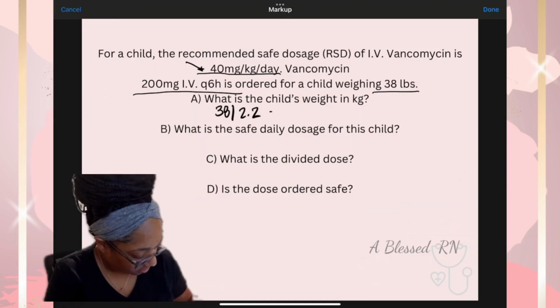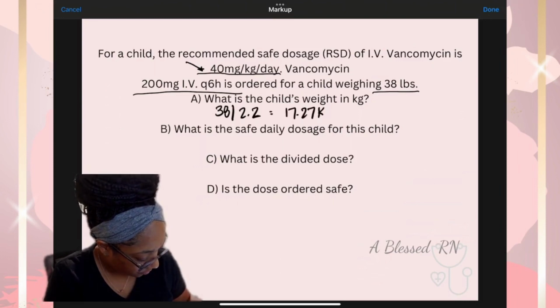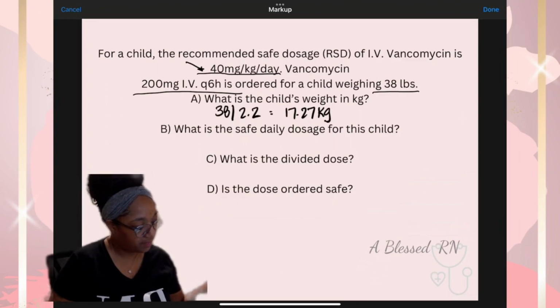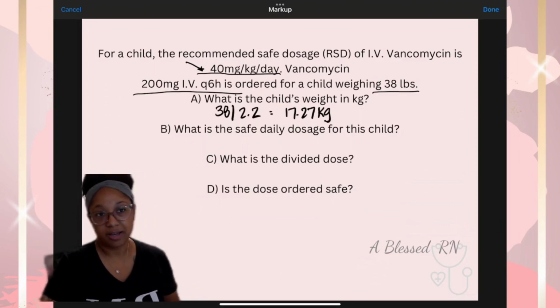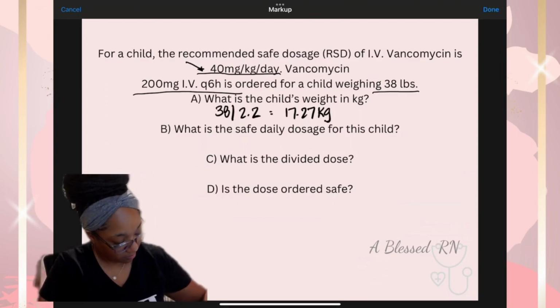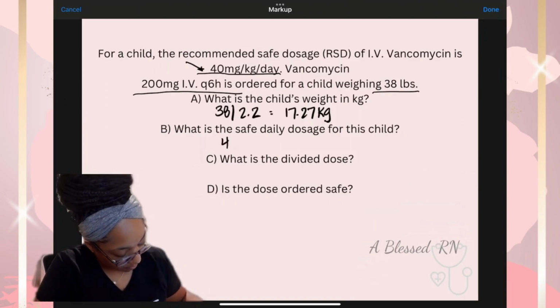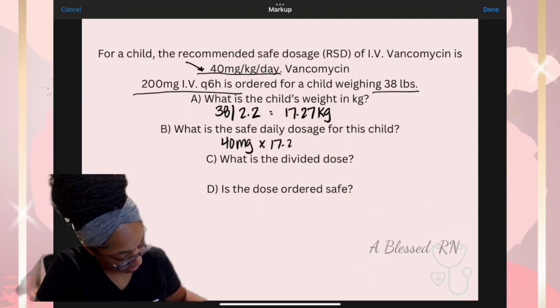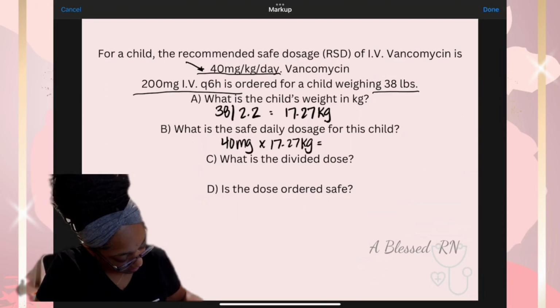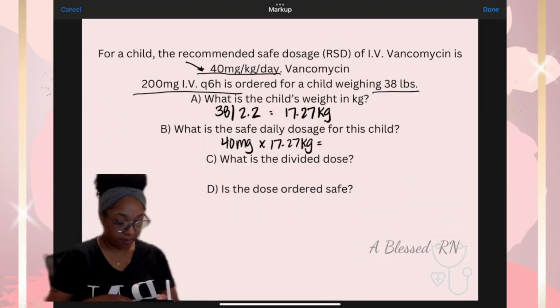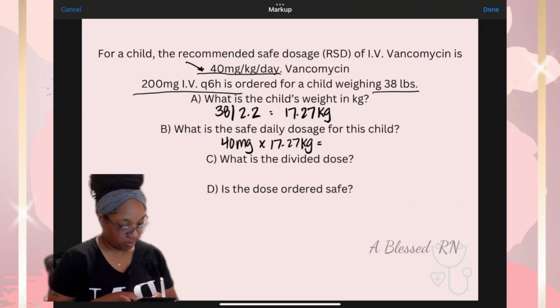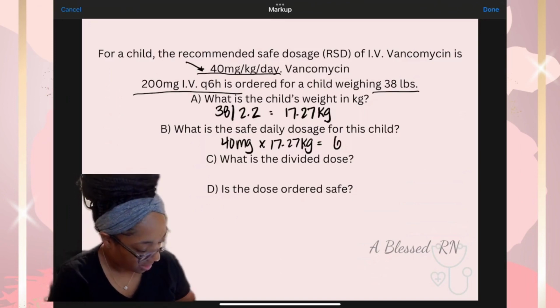All right. So what we get? Yep, that's what I got too. What is the safe daily dosage for this child? How do we find that? Well, you go to right here and you're going to multiply 40 milligrams times your weight in kilograms. And that's going to equal your amount for the day. Because it says per day. Make sure it don't say per dose, or per minute, or per hour. It says per day.